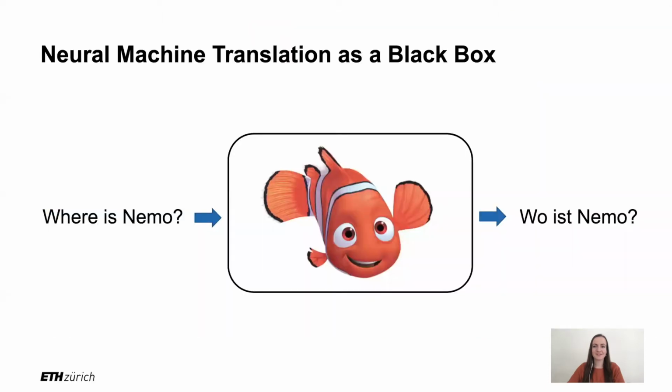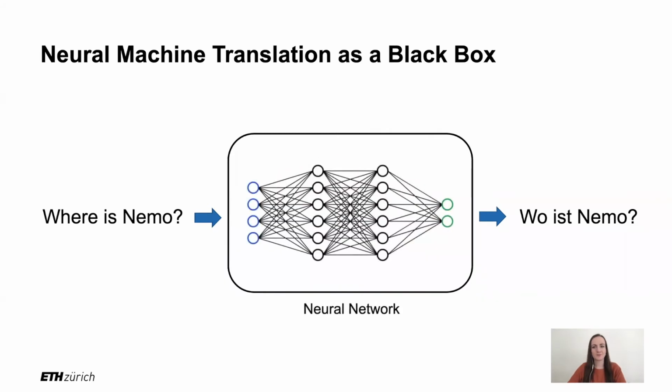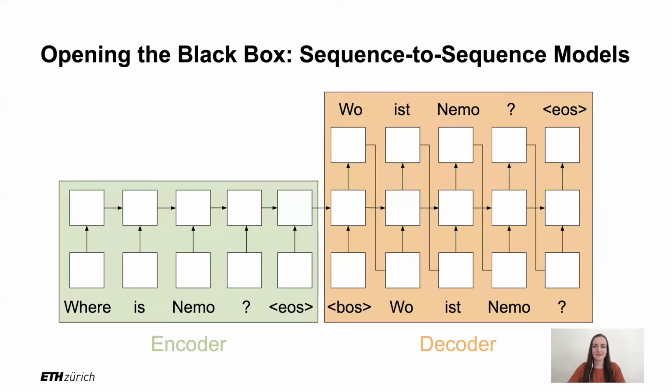Machine translation is the task of translating a sentence in the source language into a sentence in the target language. Today, the predominant choice for modeling this task is neural networks. In particular, sequence-to-sequence models, which can transform one sequence into another sequence. This class of models typically has an encoder-decoder architecture. The encoder encodes the input sequence into an internal representation, and from that, the decoder generates the output sequence.